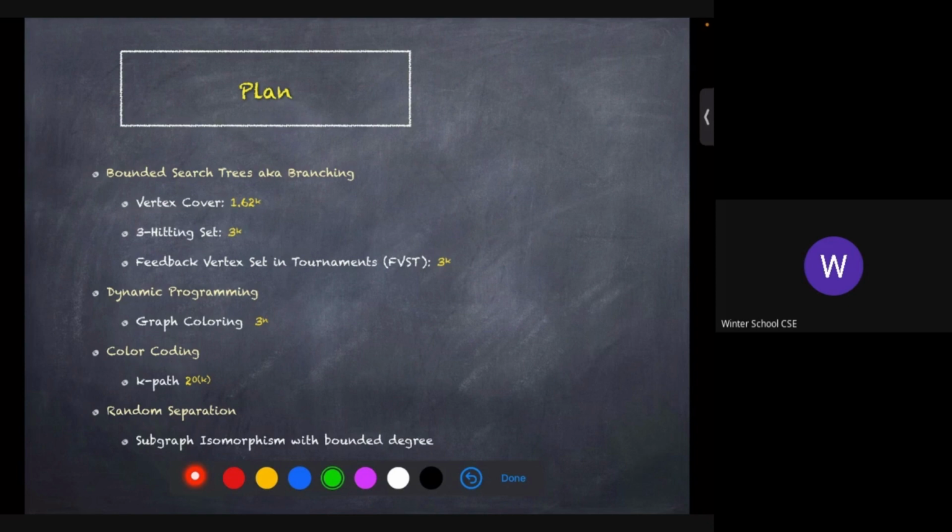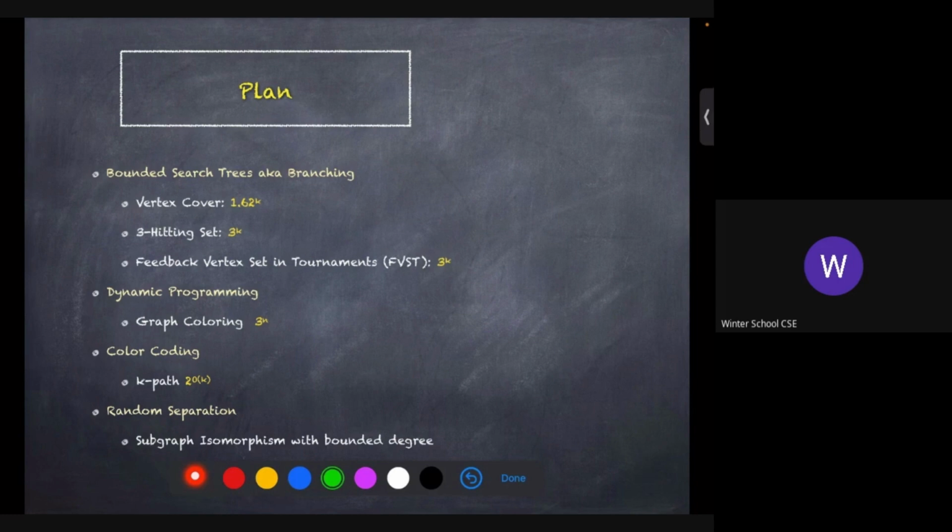It looks like the sound disappears from time to time, but it's okay. The first technique is the first technique which you ever use if you want to design a parameterized algorithm. It's called the branching search tree, or branching, or pruning search tree. There are a lot of different names for this technique because it's so natural that people come to these methods in different areas of computer science. And I will give examples with vertex cover, 3-hitting set, feedback vertex set, and tournament.